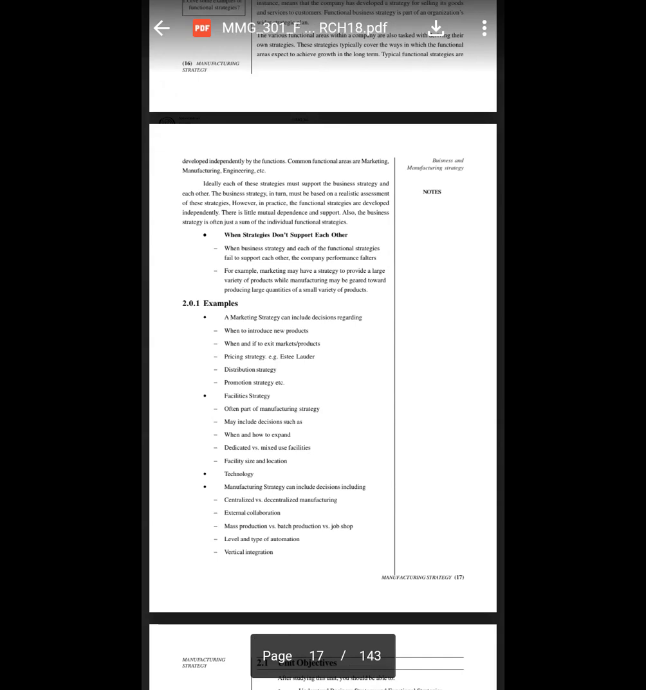A manufacturing or marketing strategy includes decisions regarding the following. If you are starting your new business, then there are a few strategies that you need to see. The first one is when to introduce new products. Then when and if to exit markets or products. Now pricing strategy, distribution strategy, promotion strategy, now facility strategy. See, what are the facilities that you want to have. And when and how to expand.